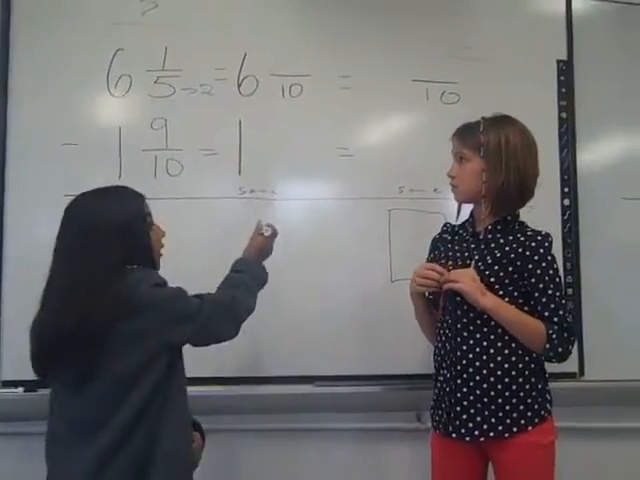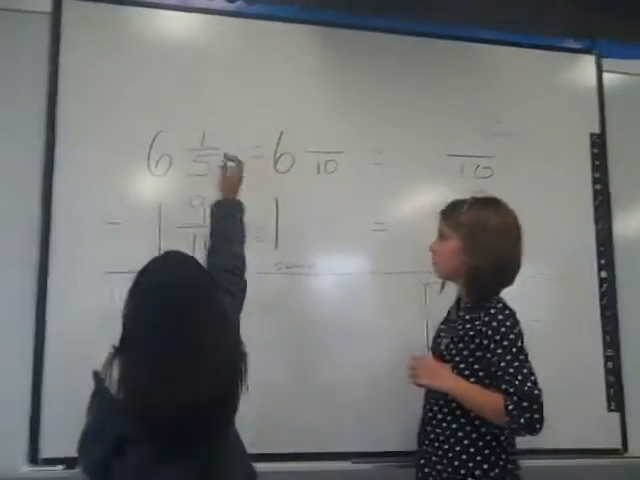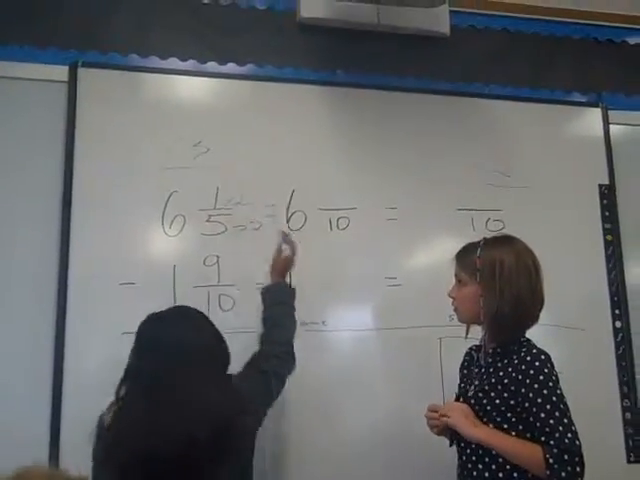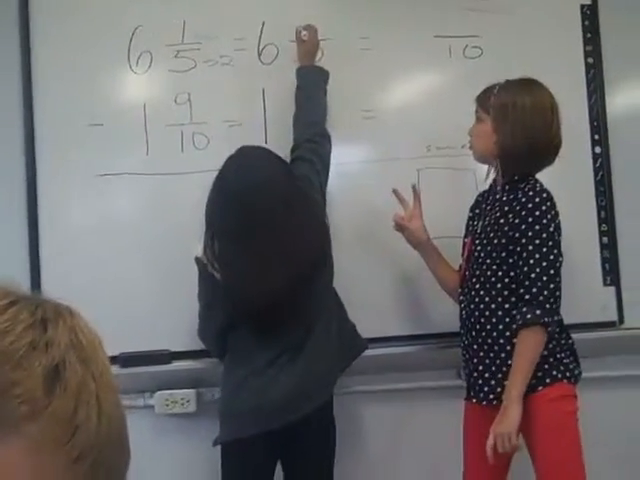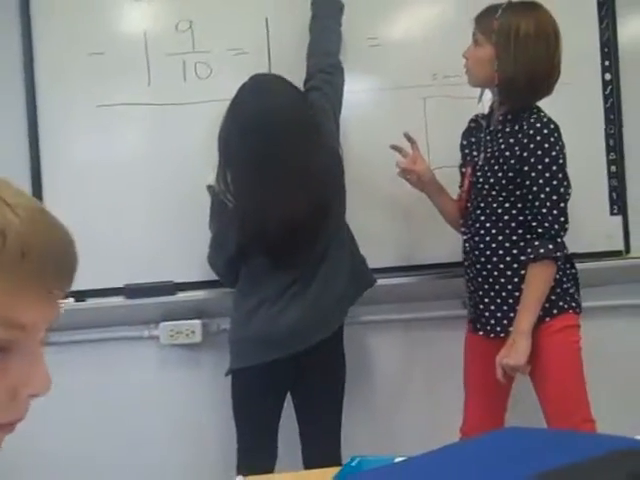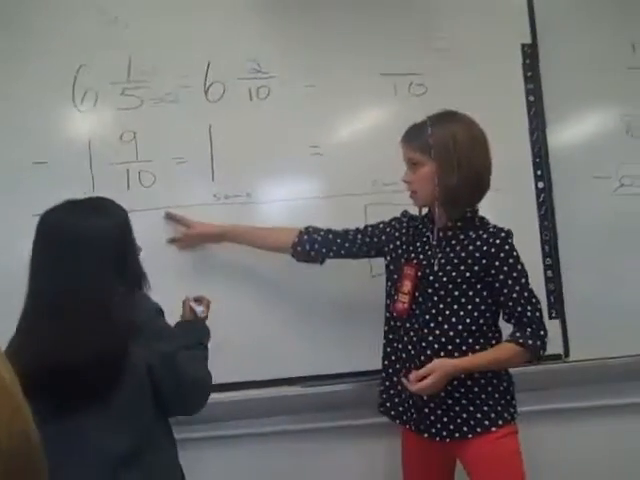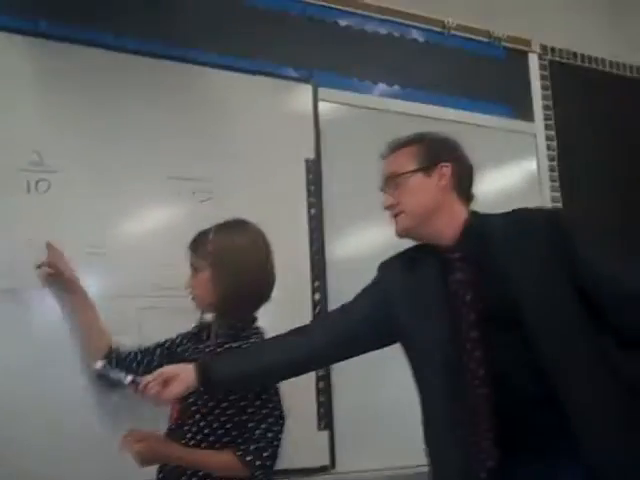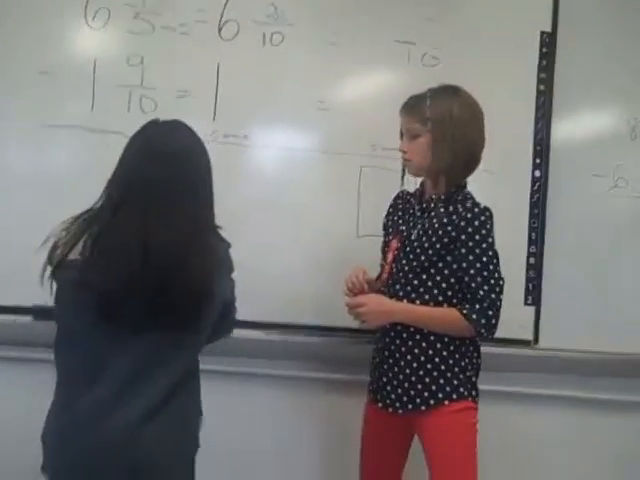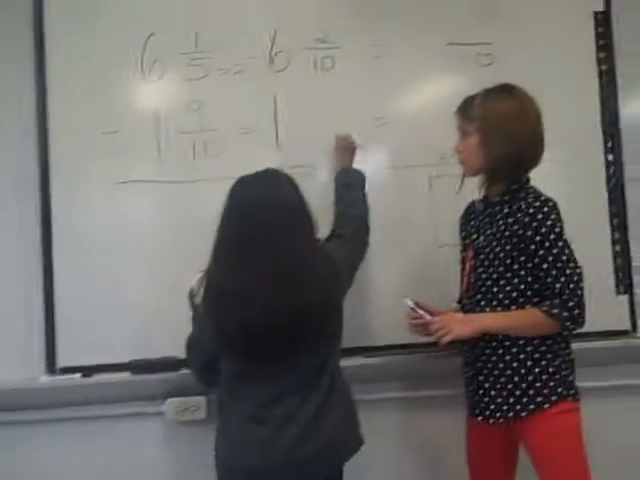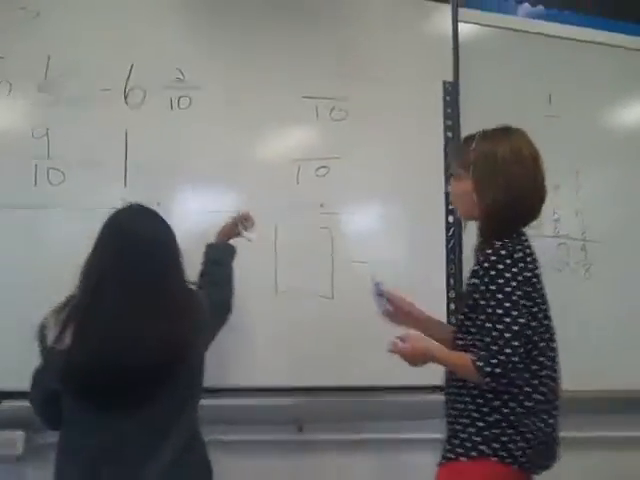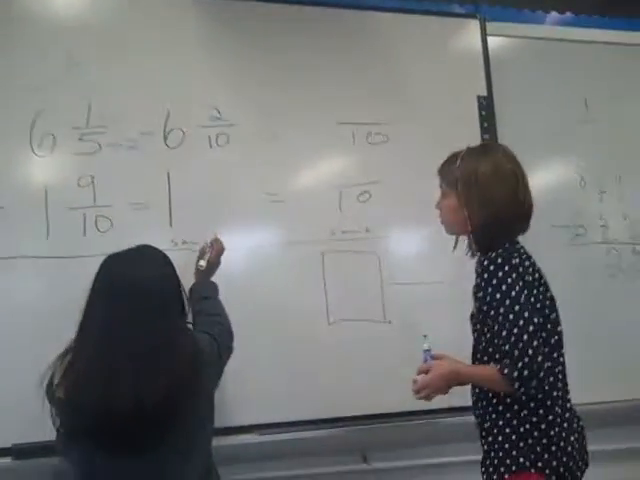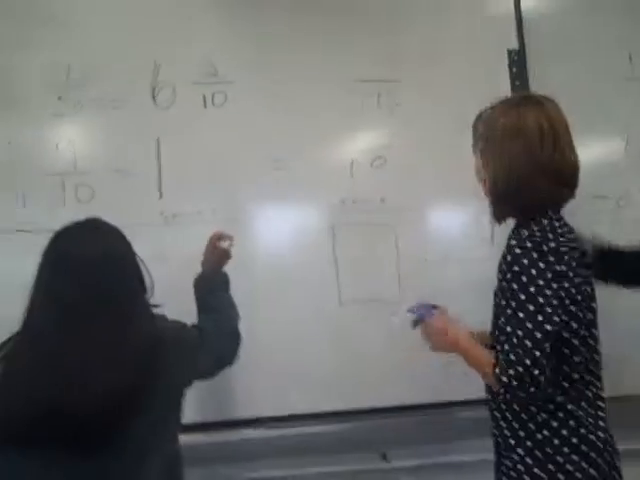Connor, please stop. Right, okay, so what you do to the bottom, you have to do to the top. What's 1 times 2? She's got it. The bottom's already going to stay the same. You want to use this to stay the same. And you can put that all the way across if you want to. Just say 1 and 9 tenths all the way across.